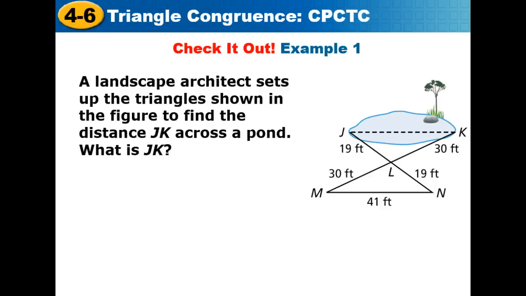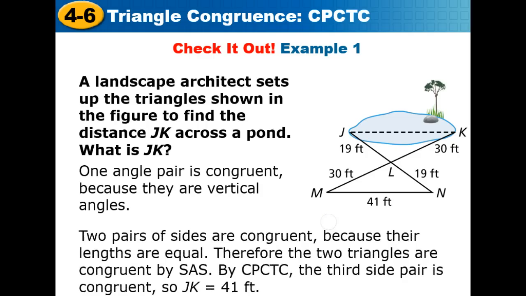Similarly, let's look at this example. You can read the words to talk about what they're doing here, but it's basically a landscape architect using congruent triangles to design the pond. And he wants to know how long this pond is based off the fact that we have SAS congruence again. You can see that JK must match MN because of CPCTC, so JK is going to be 41 feet. All right, once again, we have vertical angles and SAS congruence.